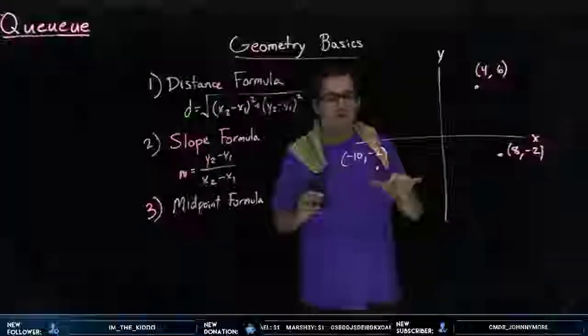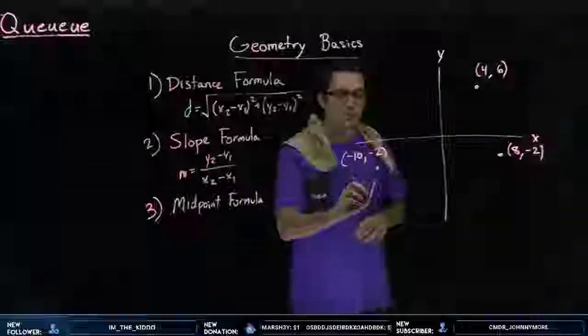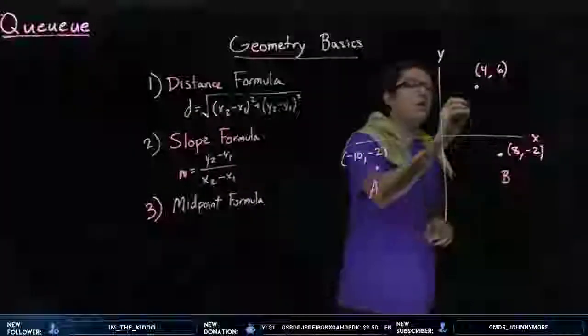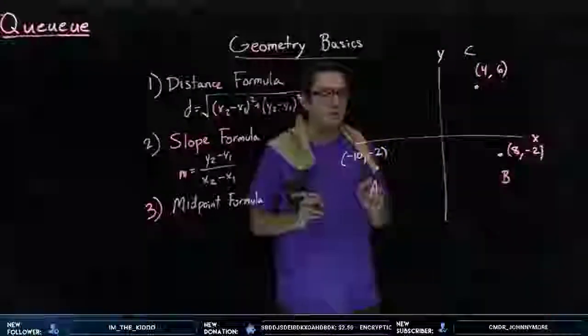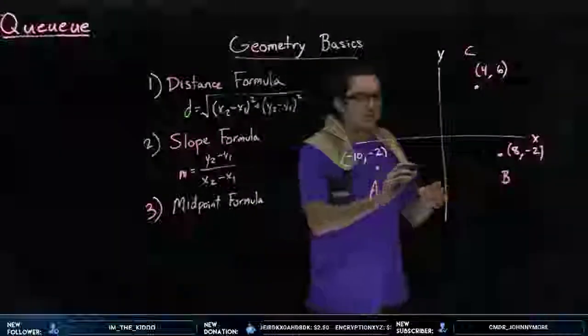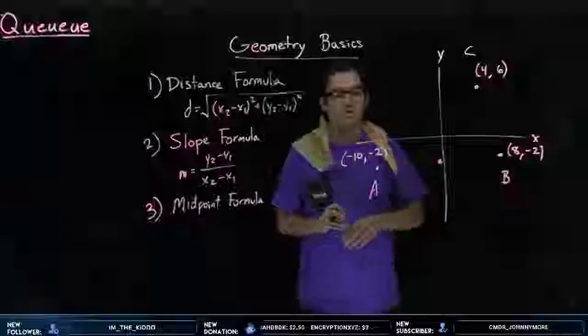Okay, so let's talk about the midpoint first. We're gonna label our points here. We have A, we have B, and we have C. The midpoint of AB, I'm just going to eyeball it. It looks like it's gonna be somewhere right around there, okay?